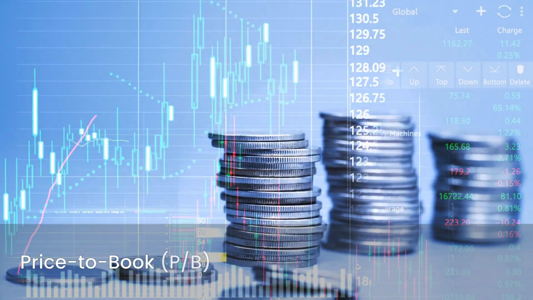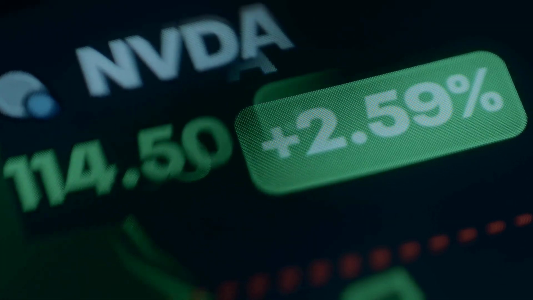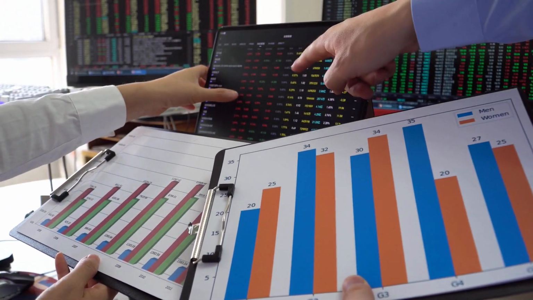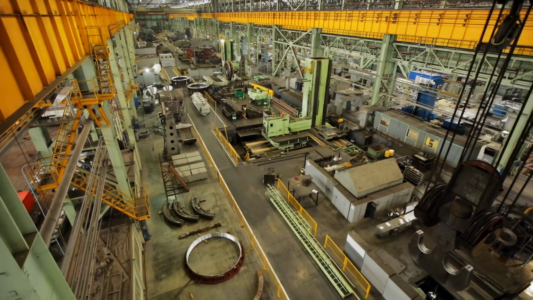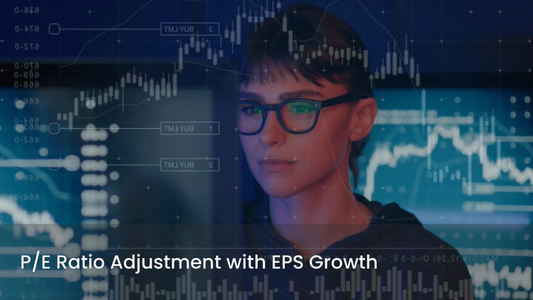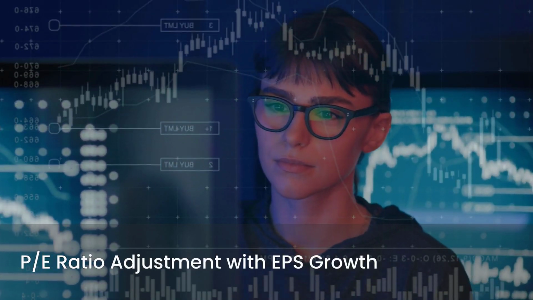Price to book, PB ratio, compares market value to book value of equity, calculated as market price per share divided by book value per share, useful especially for asset-heavy industries. Price earnings to growth, PEG ratio, adjusts the PE ratio by annual EPS growth expectations to assess valuation relative to growth.